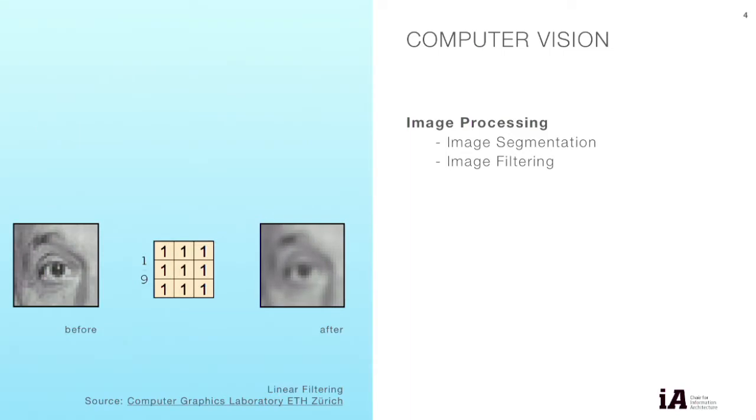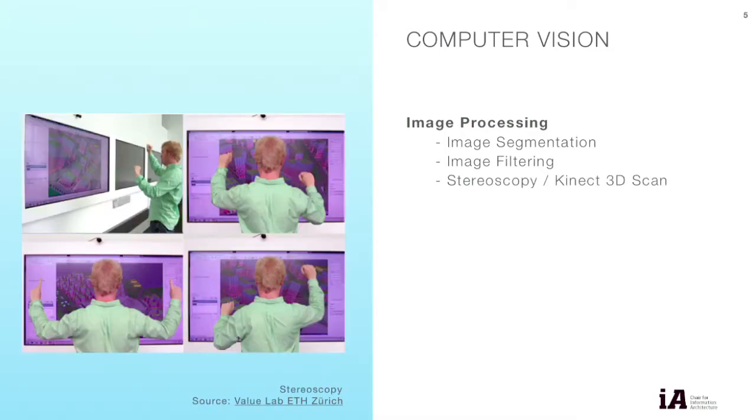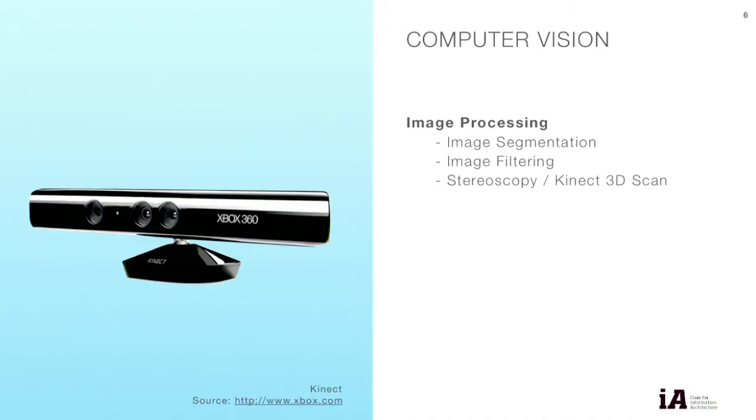Yes. Of course, what you know from Photoshop, the whole image filtering section, is covered in that part of computer vision. Here a blur filter. Then the stereoscopy and the 3D scan, which I already tried to speak about, so that the camera or the computer can analyze a picture and see, as we would, can recognize faces or gestures or can reconstruct buildings from images.